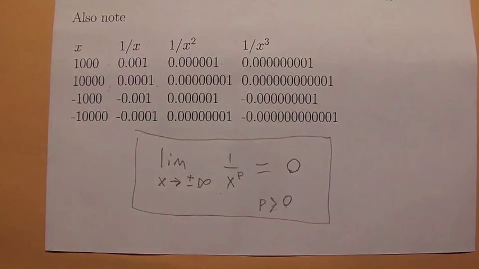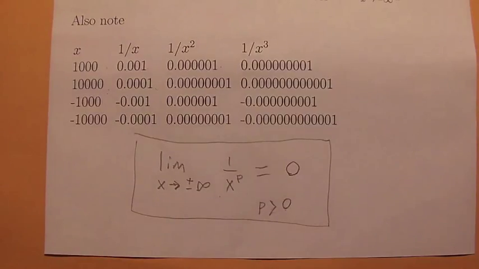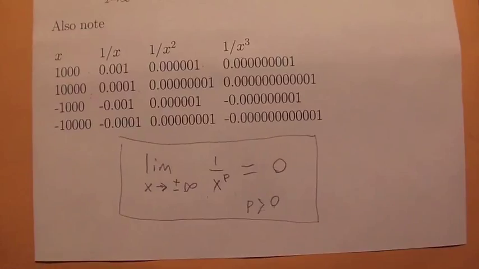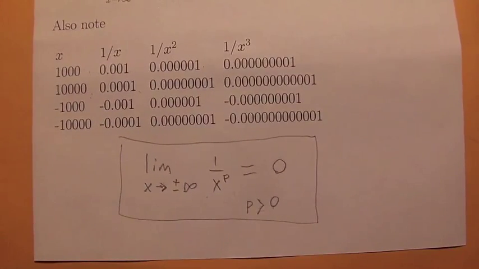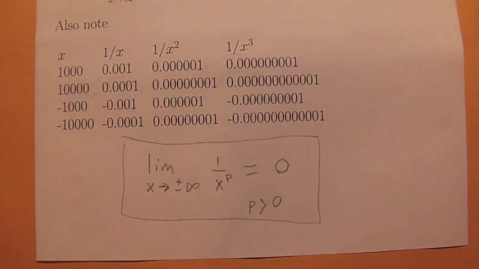All right, the next one is dealing with, let's say now instead of 1 over x or 1 over x squared, we have just x, or x squared.